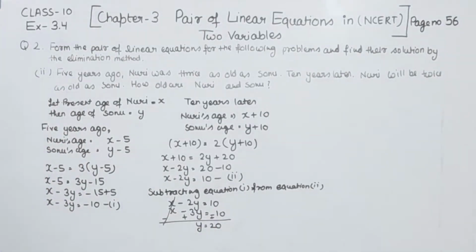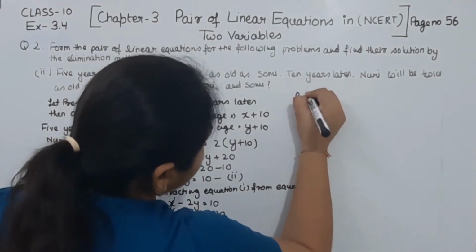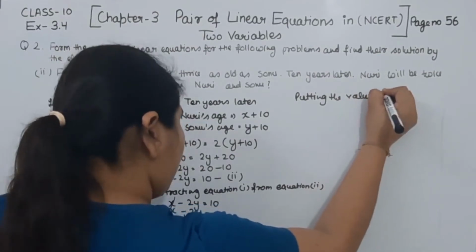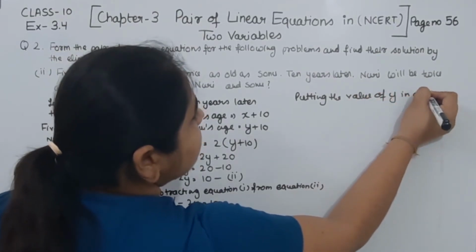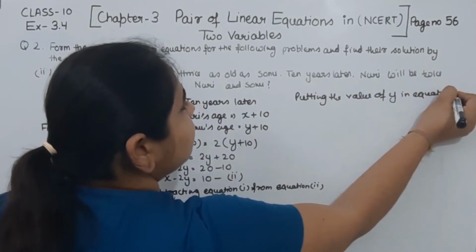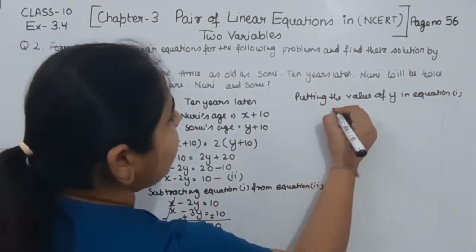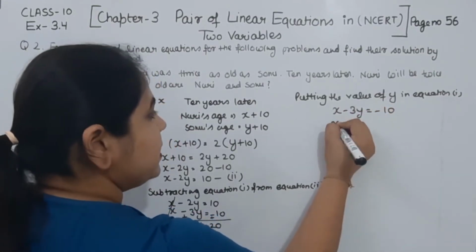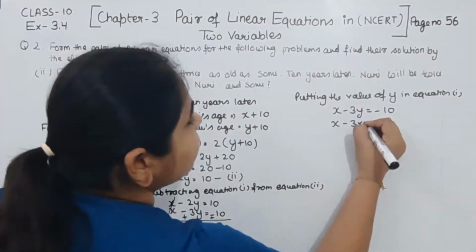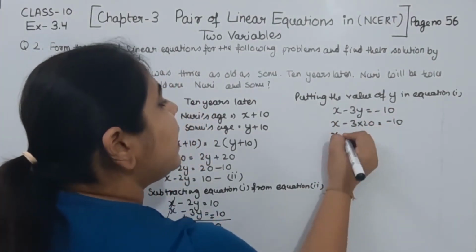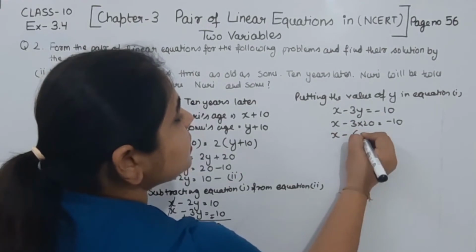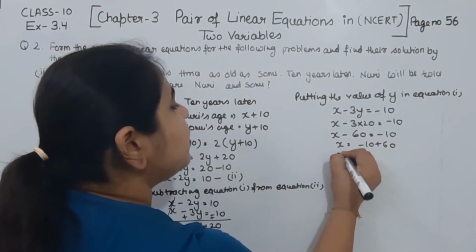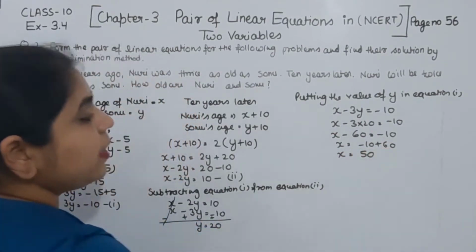Now I am going to put this value in either of the equations. I am going to write here: putting the value of y in equation 1. Equation number 1 is x minus 3y equal to minus 10. Now x minus 3 multiplied by 20 is equal to minus 10. X minus 3 twos are 6, 60 is equal to minus 10. Now x is equal to minus 10 plus 60. Now this will be 50.